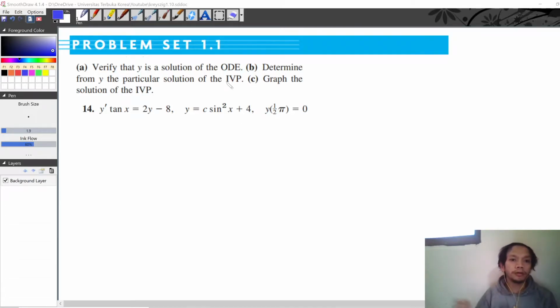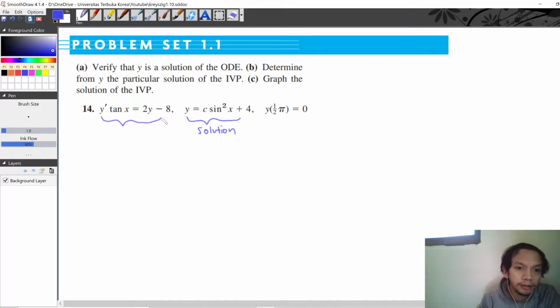Okay, so now we are going to solve problem set 1.1 from the Kreyszig book, and we are going to solve question number 14. There are three questions. Verify that y is a solution of the ODE. So this is y, and this is the solution of the ODE. And where is the ODE? This is the ODE, the ordinary differential equation.